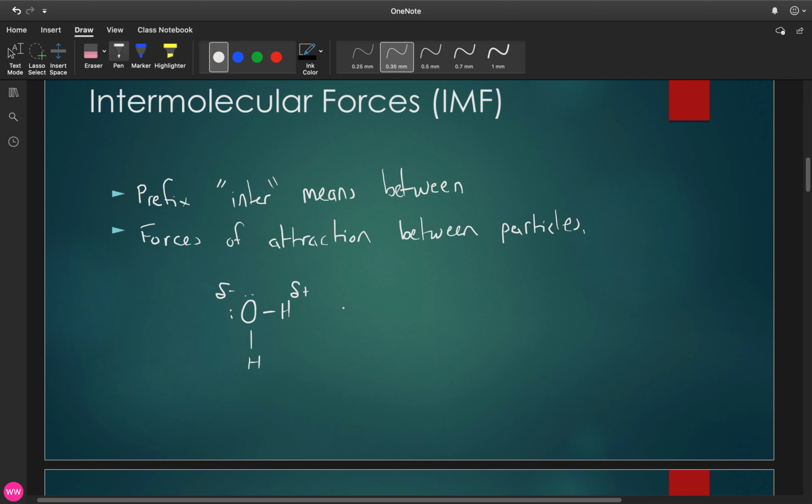So the intermolecular force arises between two water molecules. If I bring in another water molecule here, this other water molecule is going to have the lone pairs like this, and will also be slightly negative on the oxygen and slightly positive on the hydrogen. And what do opposite charges do? They attract, and this force of attraction right here, once again, is called an intermolecular force. And there are going to be three types of intermolecular forces that we're going to look at and define today, okay?